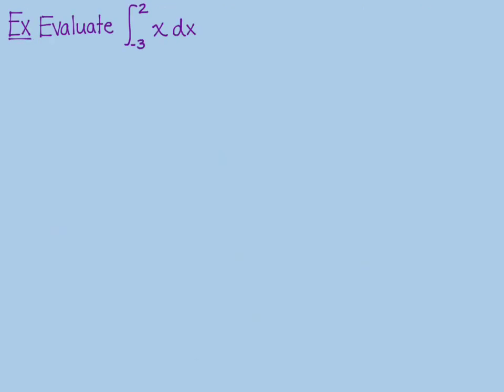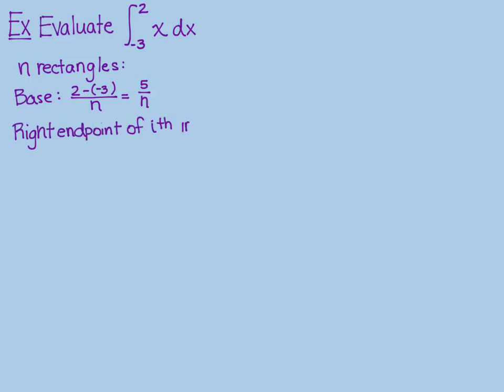Let's try another one. Evaluate the integral from negative 3 to 2 of x dx. This is the same as trying to find the area under the curve from negative 3 to 2 of the function x. If we have n rectangles, then the base is going to be the total length of the interval, which is 5, divided by the number of rectangles, which is n. The right-hand endpoint of the ith interval will then start at negative 3 and will move over the base i times, so negative 3 plus 5 over n times i.